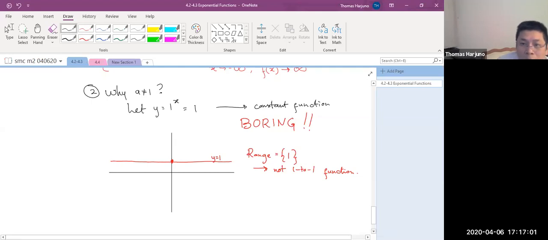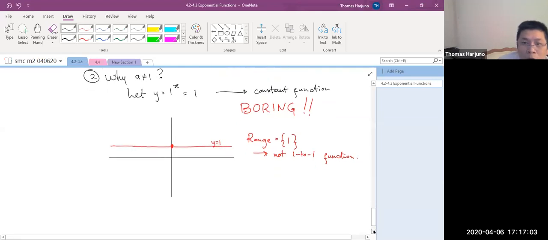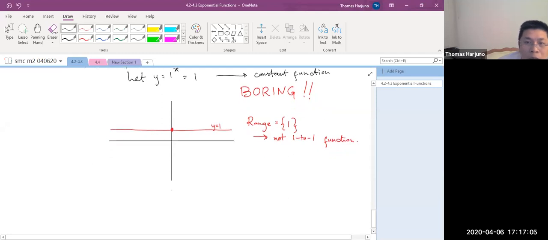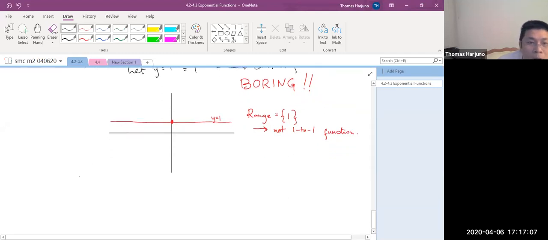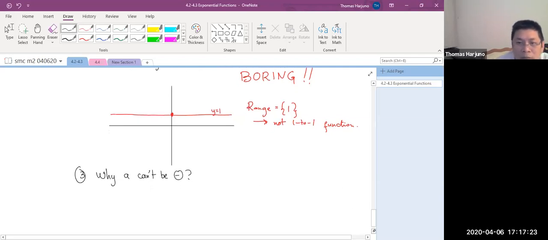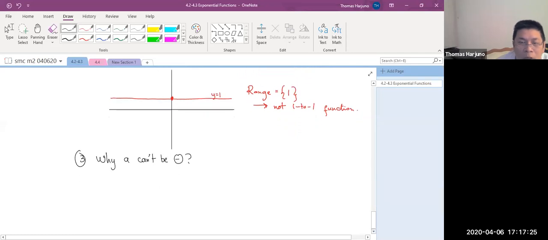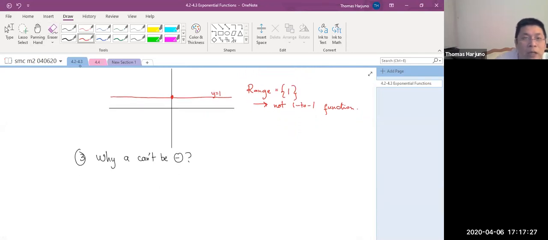Now, why do we need to avoid the base being negative? Why can't the base be negative? Okay, what's the reason? The reason has something to do with ambiguity. That's at least one of the big reasons.